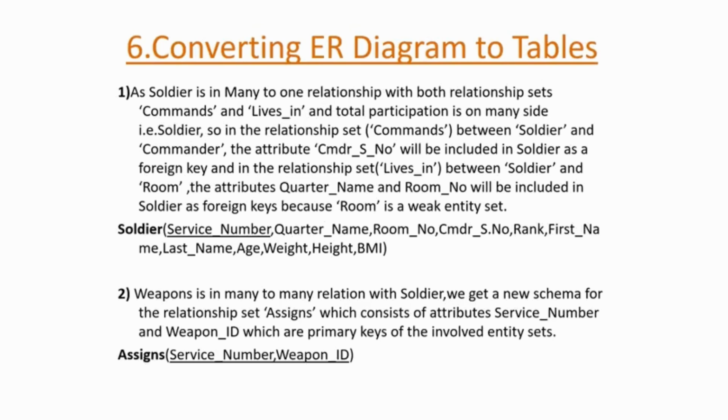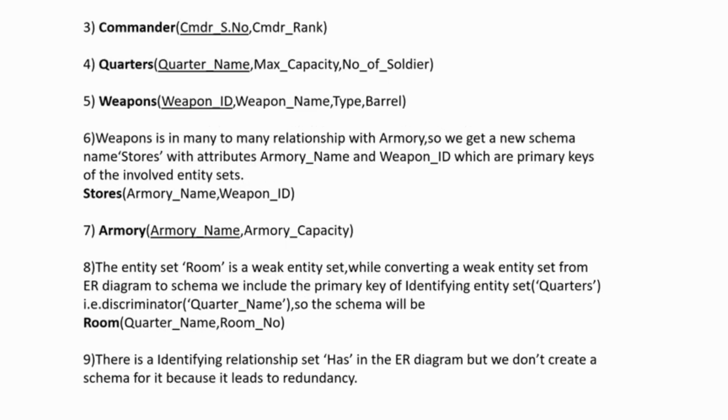Next, weapons is in a many-to-many relation with soldier. We get a new schema for the relationship set assigns, which consists of attributes service number and weapon ID, which are primary keys of the involved entity sets. Weapons is in a many-to-many relationship with armory, so we get a new schema named stores with attributes armory name and weapon ID, which are primary keys of the involved entity sets.